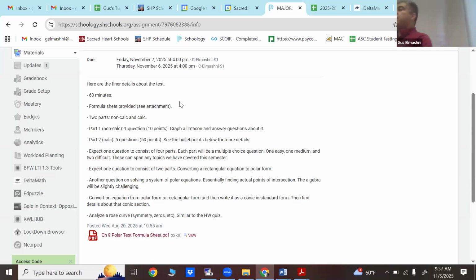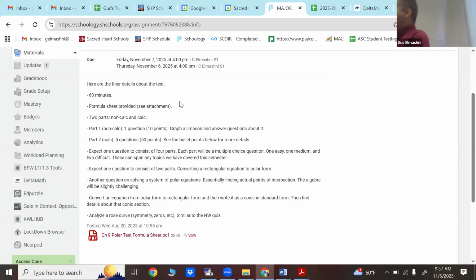I will give you a table that's partially filled out. I'll advise you what values to plug in for theta to make it easy for you guys. And you just fill out that table, plot the points. So it's just more practicing graphing. So you may want to practice graphing limacons on the review pack. I'll show you where you can do that. Maybe if I find some Delta Math that might help, I can do that too.